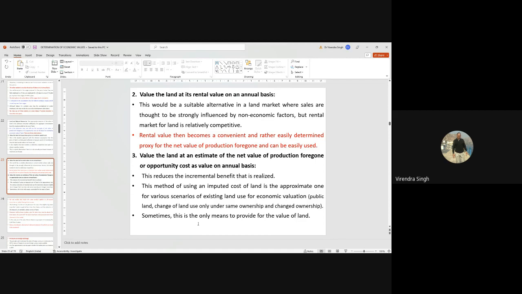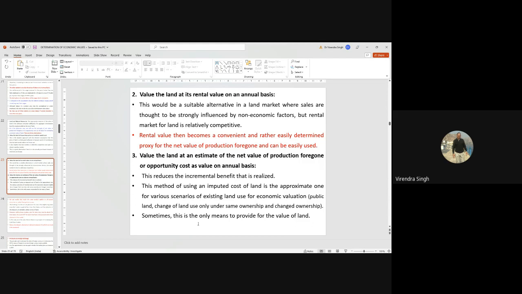The third alternative is to value the land at an estimate of the net value of production foregone, or opportunity cost, on an annual basis. This reduces the incremental benefits that are realized. This method of using an imputed cost of land is an approximation for various scenarios of existing land use for economic valuation purposes. Since land is put to many uses, sometimes this is the only means to provide the value of land.